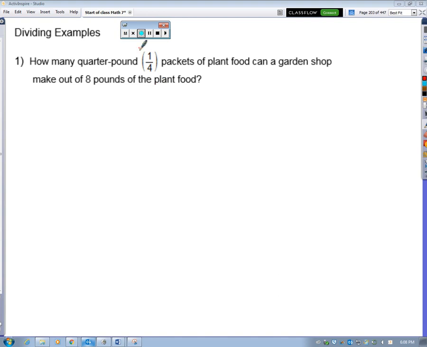Well, we only have 2 facts. We have the quarter pound packets of plant food, and we know that we have 8 pounds total of plant food. Now this one doesn't really follow those clues for being able to tell it's a division problem. I told you sometimes word problems just don't follow that. But how we can tell on this one is it's a break apart problem. It's a break apart problem because we're breaking this 8 pounds apart into 1/4 packets, and we're going to find out how many that'll make. That's how you can kind of tell.